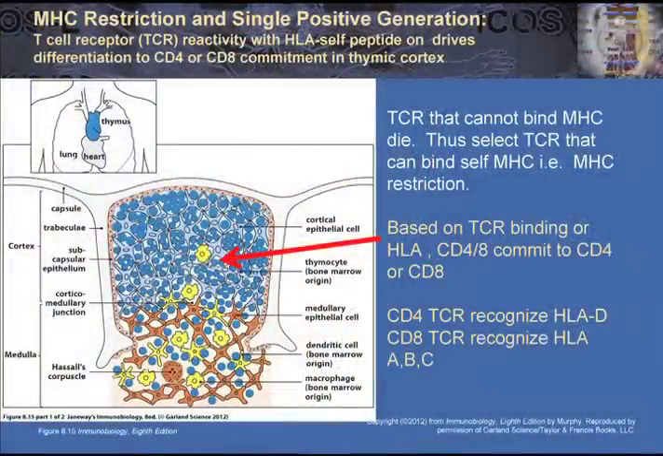So we see this process shown here in this arrow, and what I want to emphasize is that the T cell receptor binding to HLA determines the commitment of the CD4, CD8 double positive cell to CD4 or CD8. And this leads to CD4 positive T cells recognizing HLA-DR, and CD8 positive T cells recognizing HLA-A, B, or C, which make up the class 1 MHC panel.